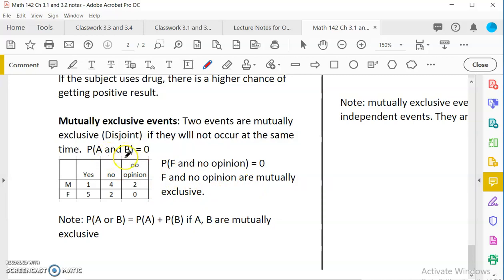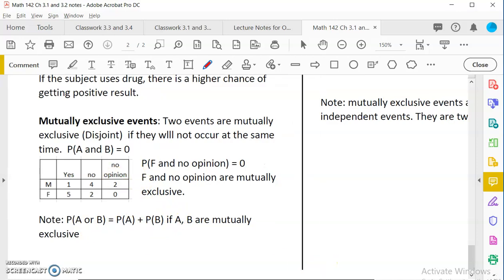So if you see a two-way table that has a 0 number, that means the row and the column variables are mutually exclusive. And if the two are mutually exclusive, then when I do probability of A or B, I just add them individually because I don't need to subtract probability of A and B. So that is mutually exclusive.